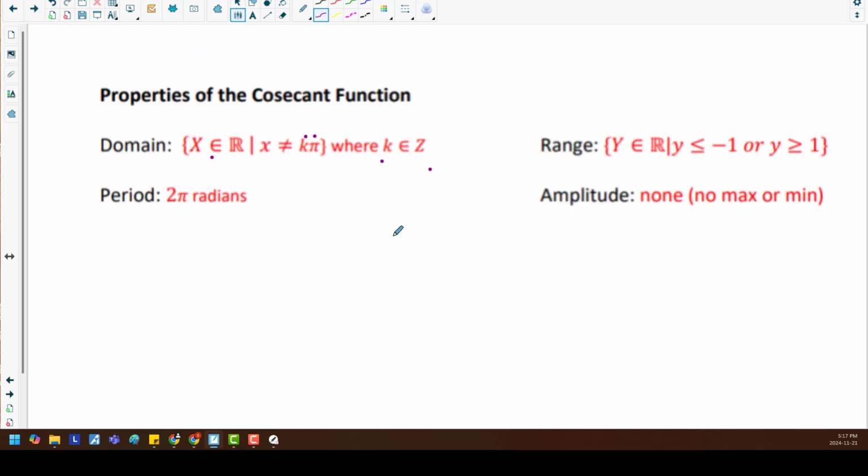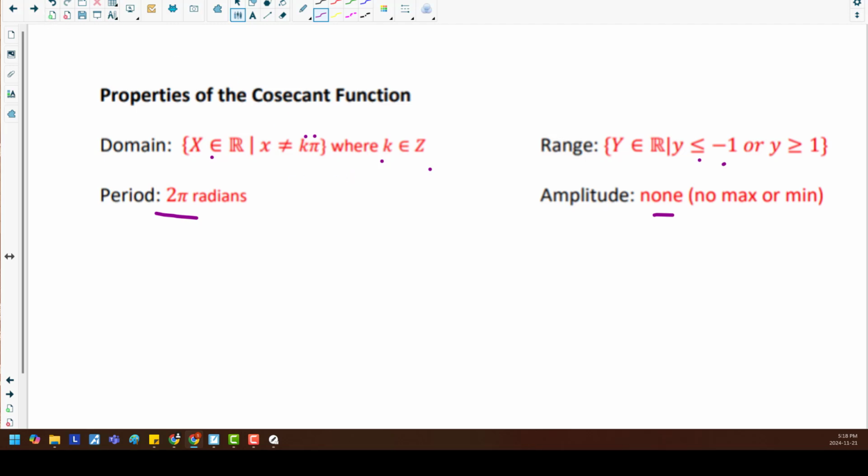So our range is going to be y less than or equal to -1, or y greater than or equal to +1. Period is 2 pi because it repeats every 360 degrees or 2 pi radians. And there's no amplitude because there's no maximum or minimum. Okay, pretty straightforward stuff. Let's move on.